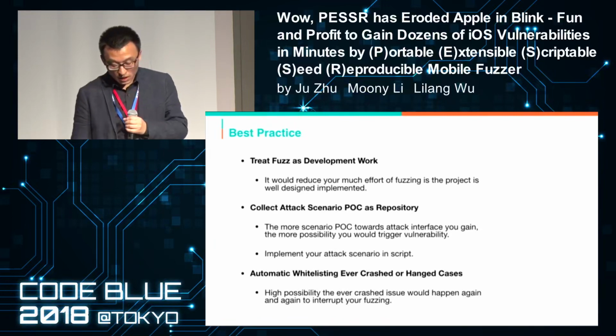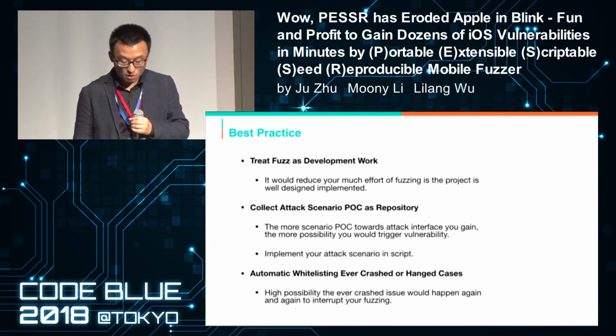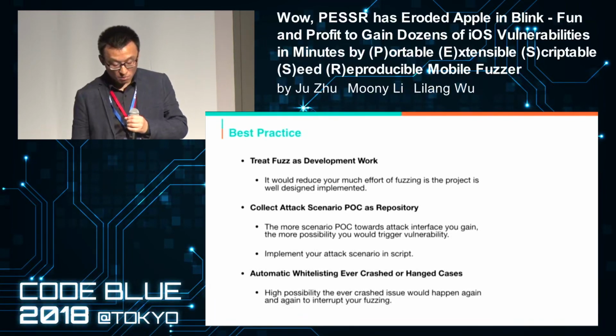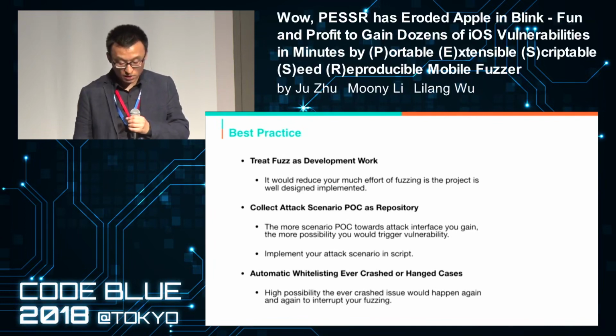Actually, an already hunted bug or crash case would always interfere with your further hunting, because with high possibility the already crashed issue would happen again and again to interrupt your fuzzing. We recommend that the key field of a caught crash be extracted and added to a whitelist filter automatically. For example, for XPC service bug hunting, the MSGID in the buffer is a good field to filter on for XPC fuzzing.